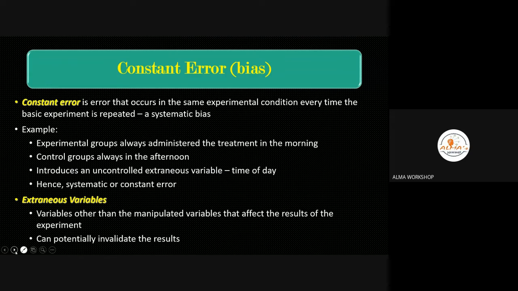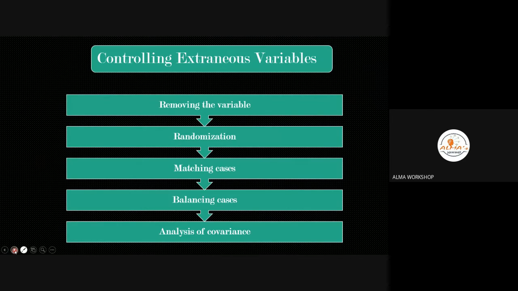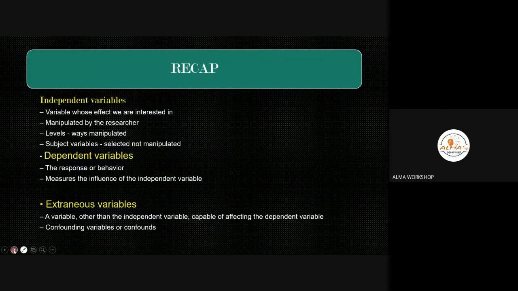Okay, and extraneous variables we have already discussed. Variables other than the manipulated variables that affect the results of the study, and will they potentially invalidate the results? All those we are yet to study. How will you control the extraneous variable? Either you can remove the variable, you can do randomization, you can match the cases, you can balance the cases, or you can go for ANCOVA. ANCOVA is nothing but analysis of covariance. All this again we will be dealing with.